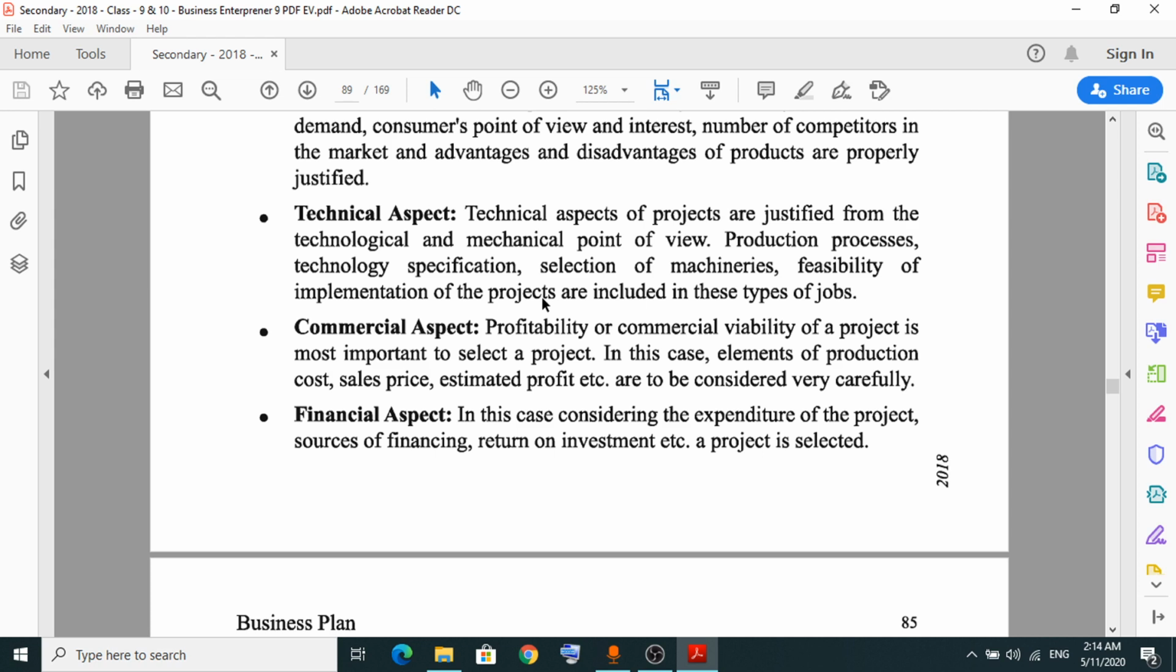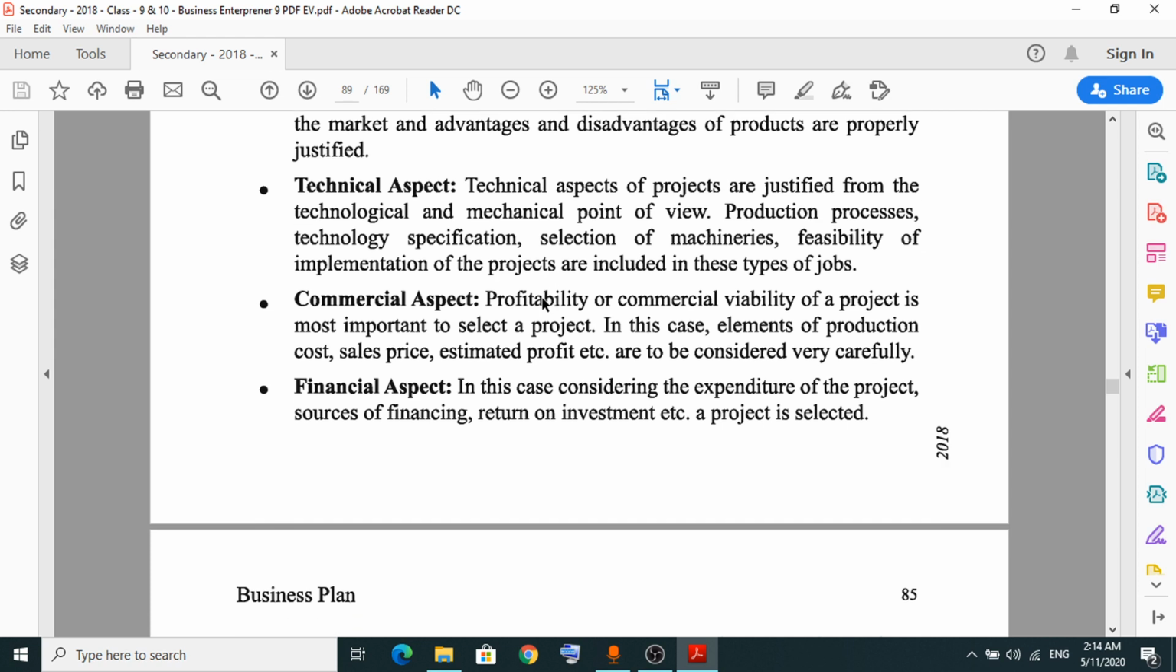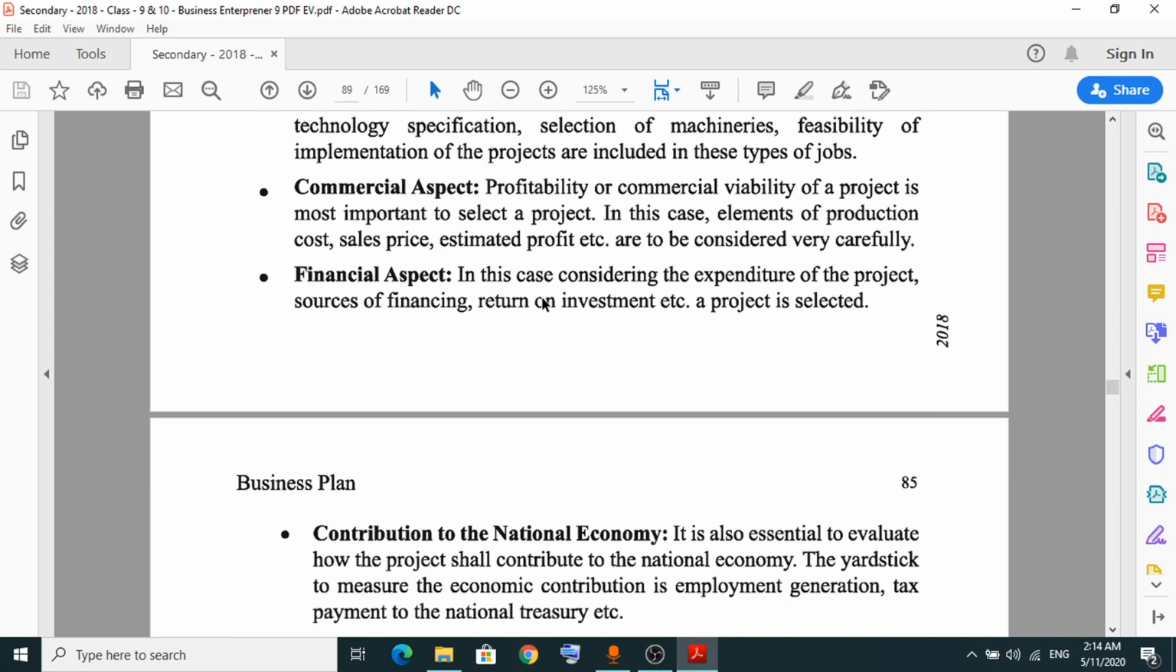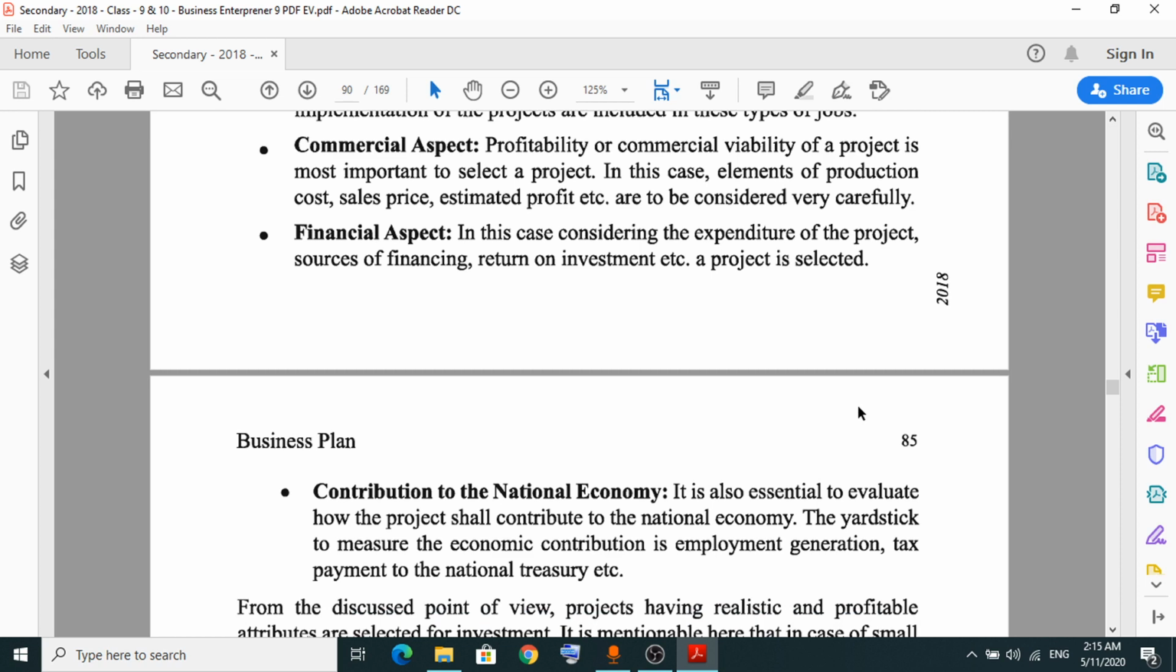Now, the third point is commercial aspect. That means, you can guess that, what will be your production cost, what will be your sales price, what will be the estimated profit. These are the things you have to consider before selecting the project. Then financial aspect is also a factor: what will be the financing, what are the sources of financing, what will be the return on investment, what will be the expenditure of the project. This is the financial aspect. Commercial aspect and financial are almost the same thing.